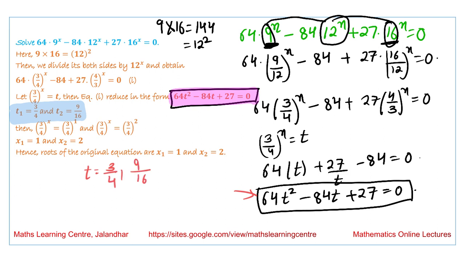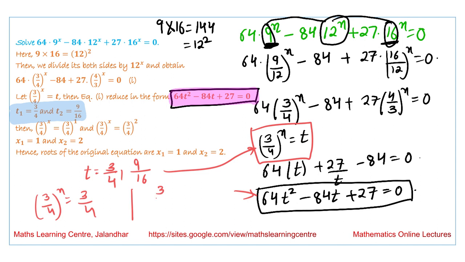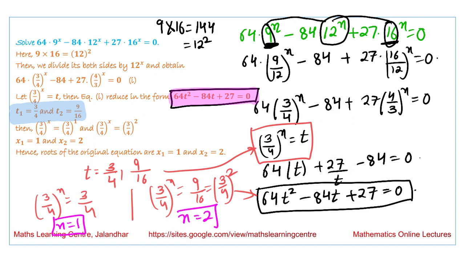Now substituting these values of t in this equation, here we have substituted 3 by 4 raised to the power x is equal to t, and we are saying 3 by 4 raised to the power x is equal to 9 by 16, that is equal to 3 by 4 square. So we obtain the values of x. In this case it is 1, and the value of x in this case is 2. So we are saying the roots of the original equation are 1 and 2.